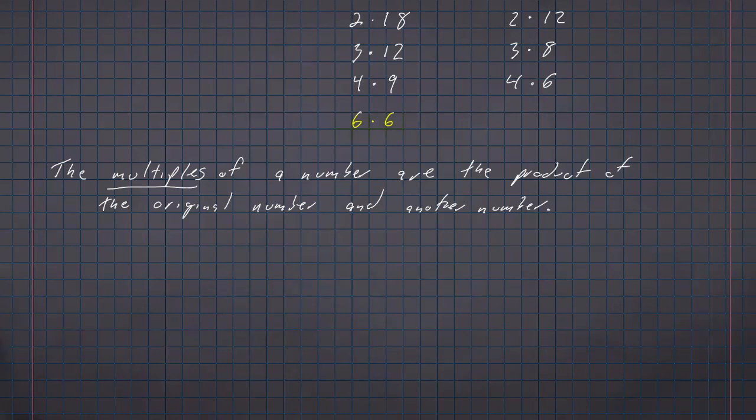The multiples of a number are the product of the original number and some other number. You can list out the multiples by counting by that number. For example, if I want the multiples of 8, well, I'm just going to count by 8. 8, 16, 24, 32, 40, 48, and so on. The interesting relationship: if a number is a multiple of 8, then 8 is one of the factors of that number.